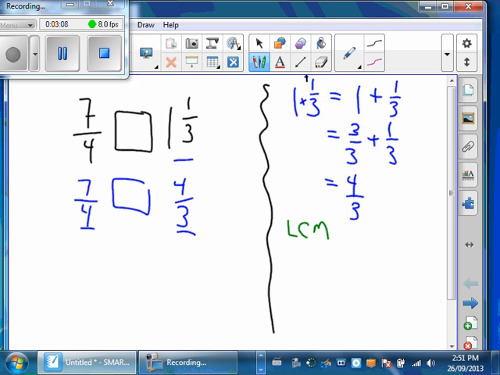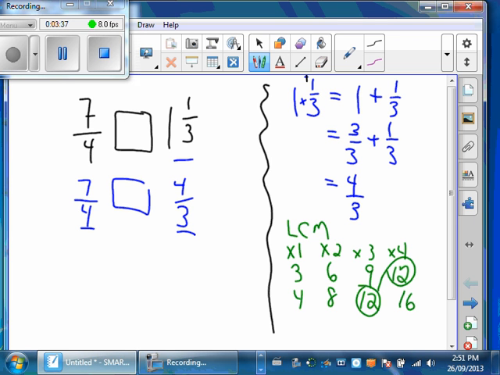If we imagine times 1, times 2, times 3, times 4, this is what the lowest common multiple is. So down here we have 3 and 4. All we have to do is think of our times table or skip counts. Over here we've got 3, 6, 9, 12, and over here we've got 4, 8, 12, 16. As you can see, our lowest common multiple here is clearly 12.